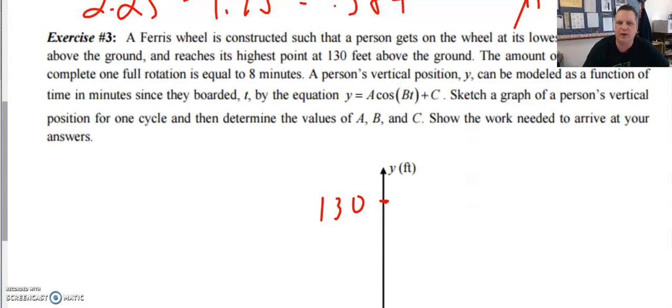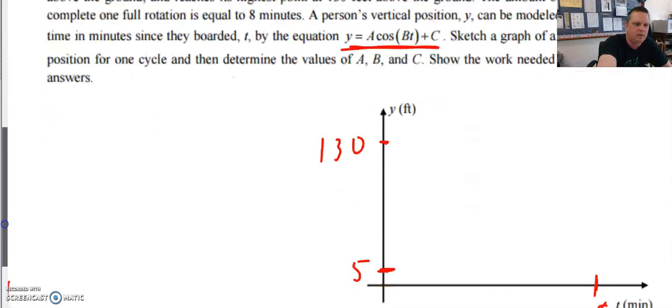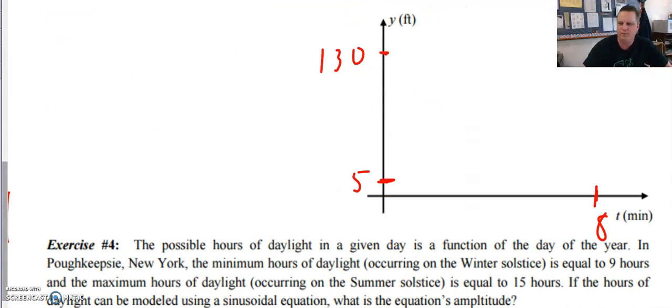A person's vertical height can be modeled by the function, and it's an equation, cosine. Sketch the graph of the person's vertical position for one cycle, and determine the values of A, B, and C. So we have our 8, and we'd like to find, there's your 4, there's your 6, there's your 2. So we want to have a starting point and then 4 others, so you have a total of 5 points you can sketch your curve.